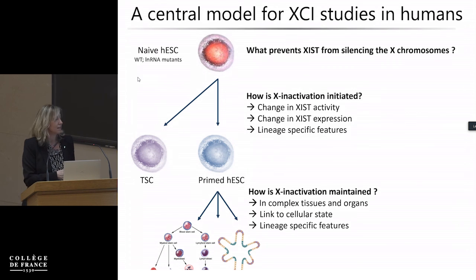So we are also using intestine organoids to interrogate how X chromosome inactivation is maintained in complex tissues and organs, whether there are lineage-specific features, and whether there is a link to the cellular state, where X chromosome inactivation may be more flexible in adult stem cells, for instance, compared to fully differentiated cells. So these are the types of questions that we are going to address in humans.